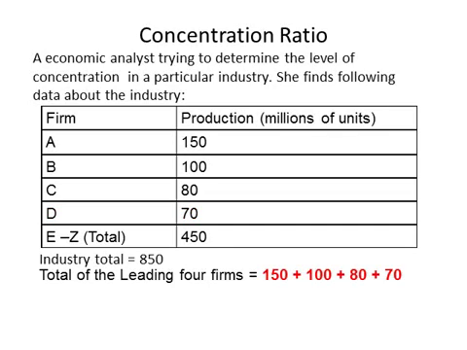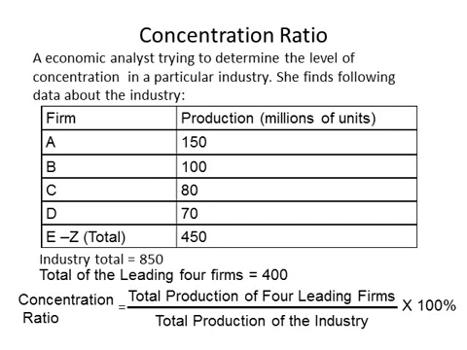The next step is to add up the individual production of all of the 4 leading firms. This means we will add 150 to 100 to 80 to 70. This gives a total of 400.